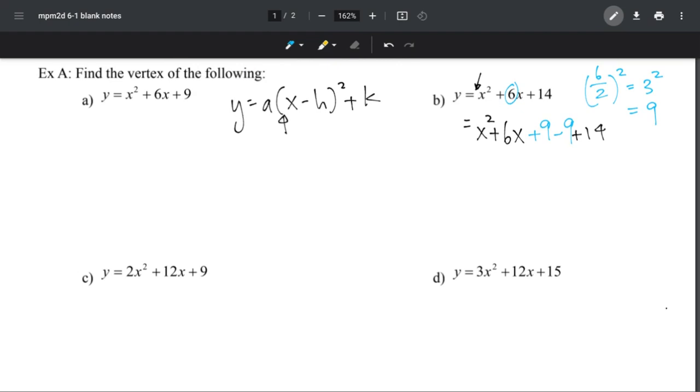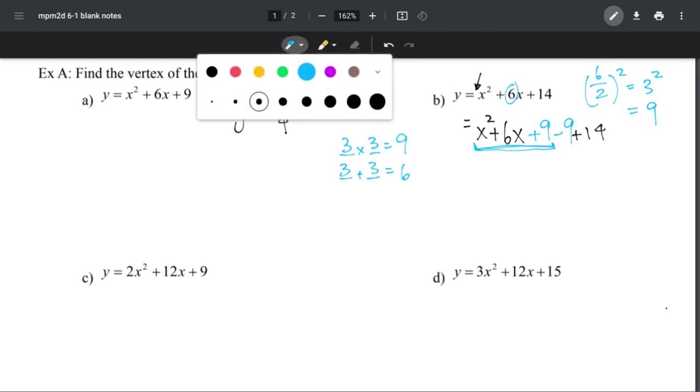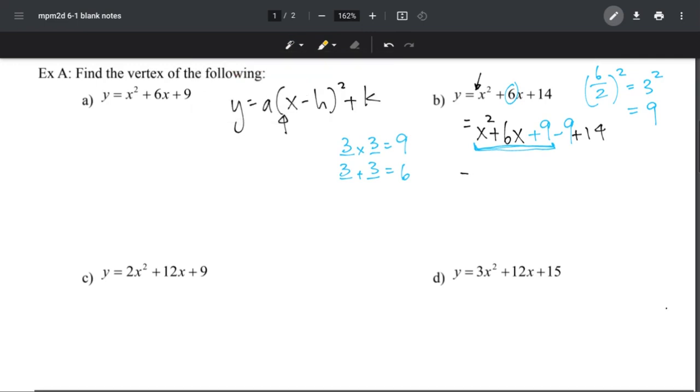So I'm just trying to get it so that I get this perfect square trinomial right here. And I know it's a perfect square trinomial because if I do something times something equals 9 and something plus something equals 6, well, that's going to be 3 and 3, right? It's the same factor. So I know that's a perfect square trinomial. So when I factor it, it's going to be (x plus 3) squared. Okay, this 3 is the same number that goes here. And then the rest of it, I've got 9 minus 9 plus 14. Minus 9 plus 14 is positive 5. So I'll put that there.